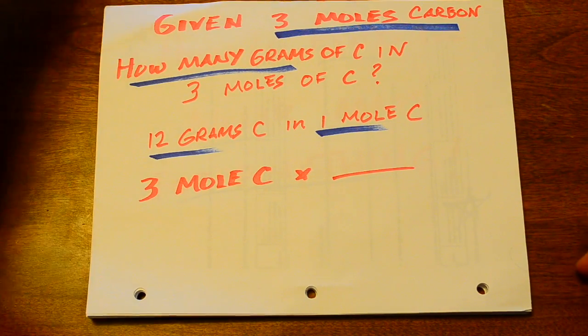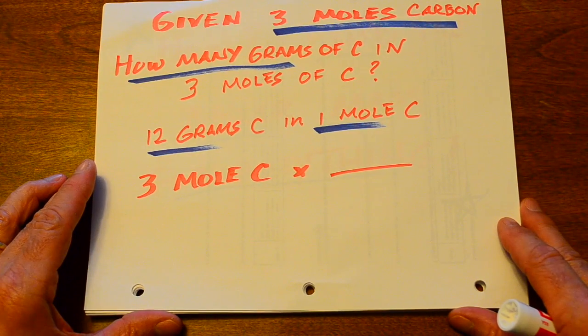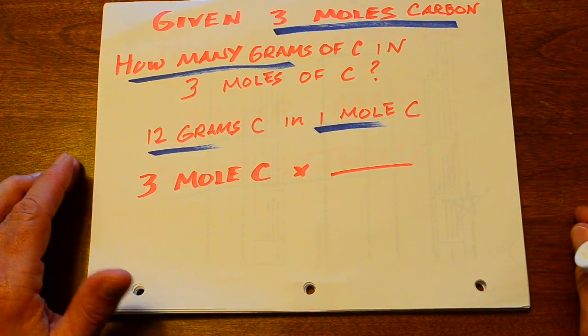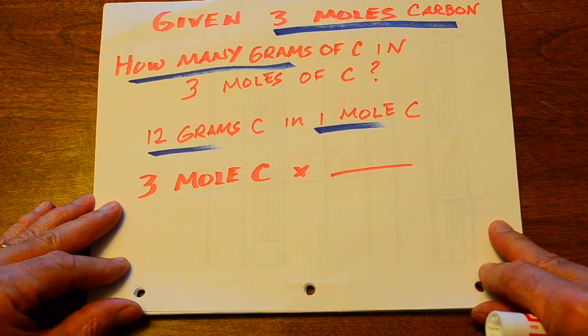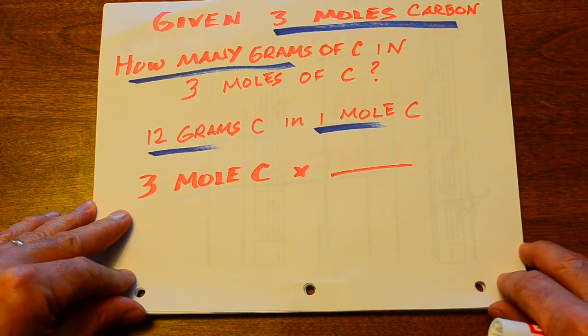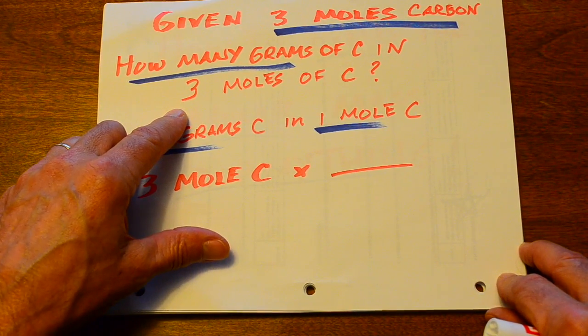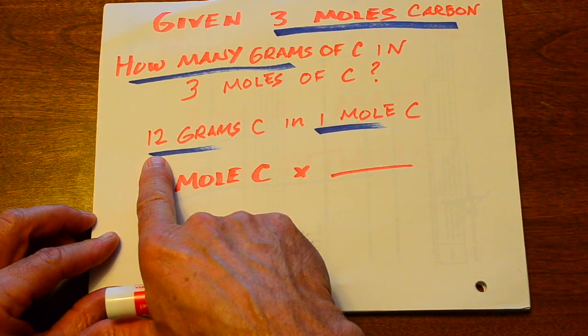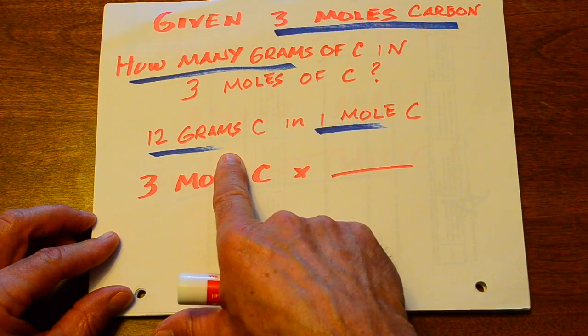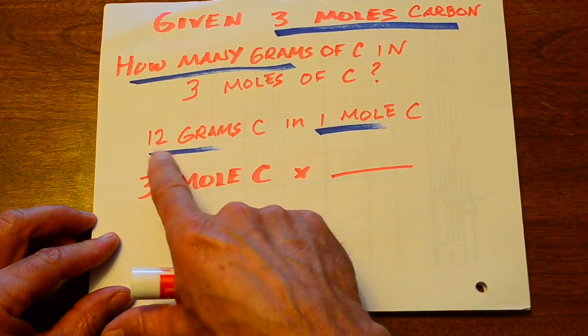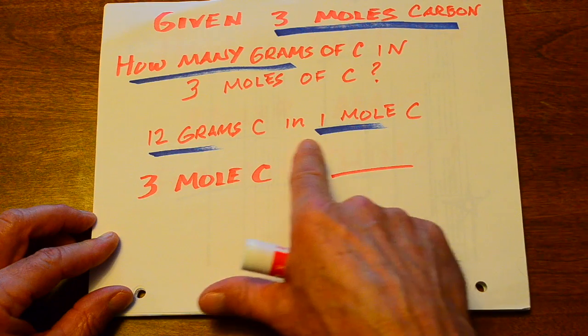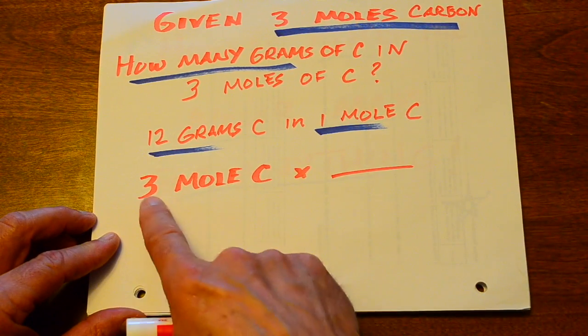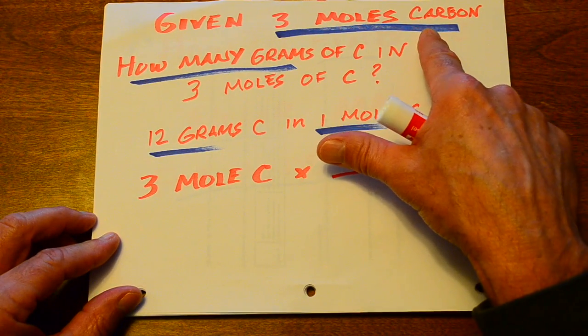We're going to convert moles to grams. So here's our new problem. Given 3 moles of carbon, how many grams of carbon are in 3 moles of carbon? Again, we remember from our periodic table that 12 grams is the molar mass of carbon, so there are 12 grams of carbon in 1 mole of carbon. And we want to find how many grams are in 3 moles of carbon.